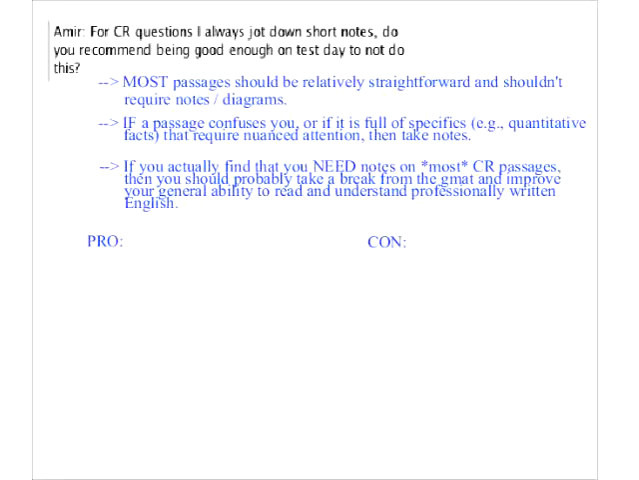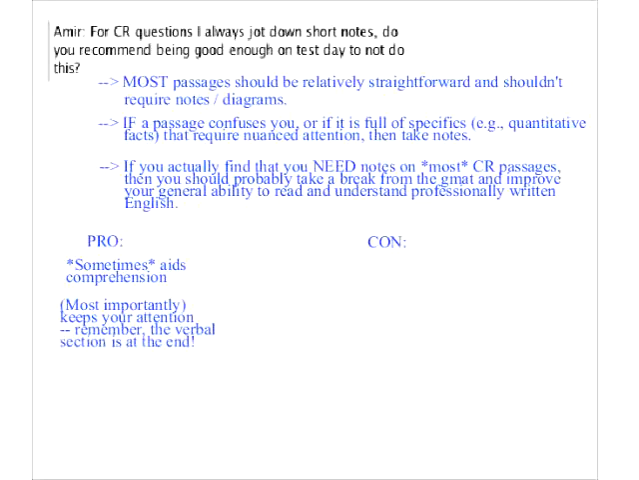So, the pros and cons of taking notes in general. One big pro is that it sometimes aids your comprehension. And I think the most important pro here is that it keeps your head in the game. It keeps your attention. Because remember, the verbal section is at the end of the test, and your brain is going to be practically dead by this point. So I think that's actually the most important role played by notes: they keep you from completely losing all of your attention.